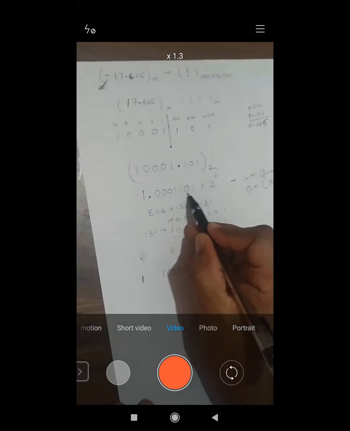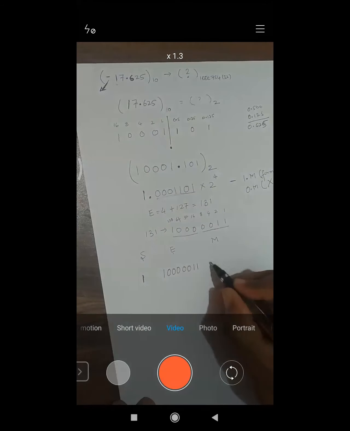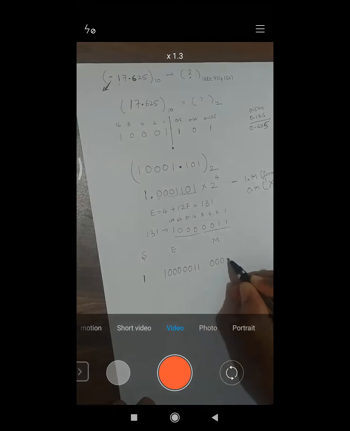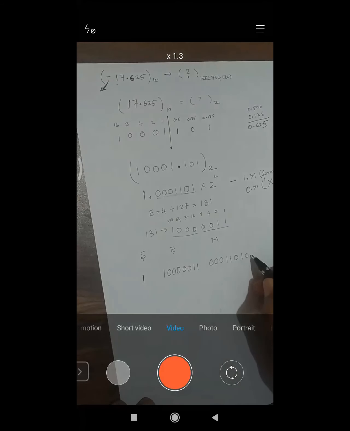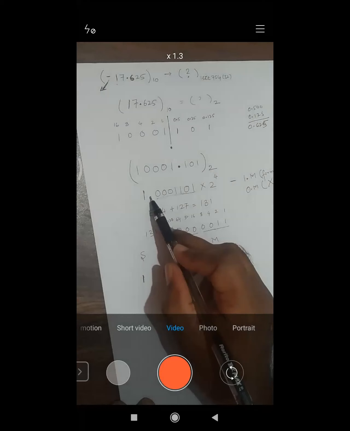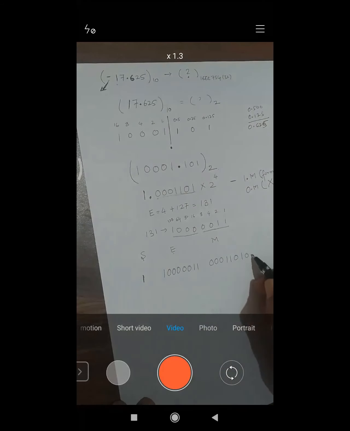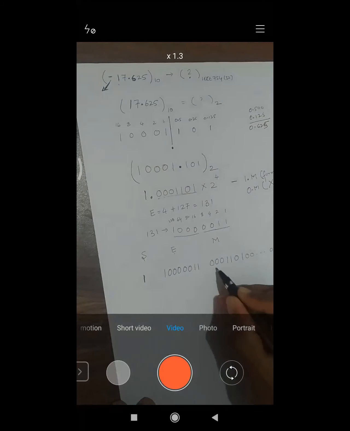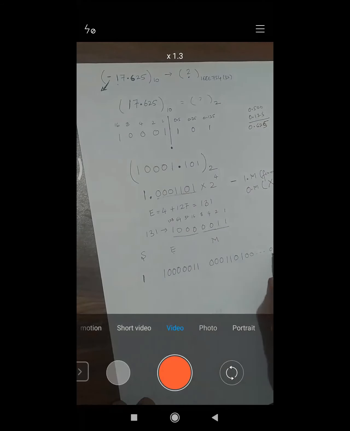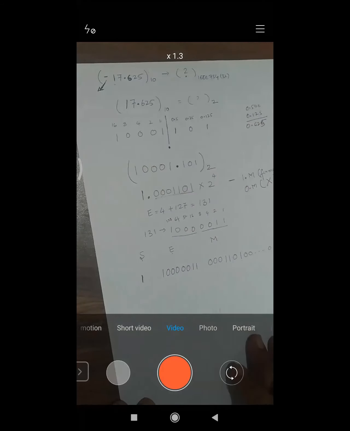And what is the mantissa? Look at this. The mantissa is 0001101, and you need to continue this till the size becomes 23 bits. So the rest are all zeros.